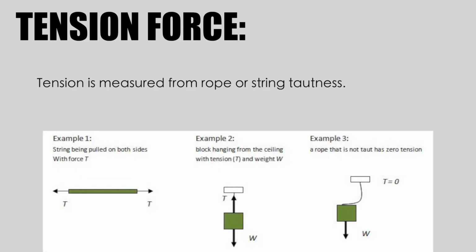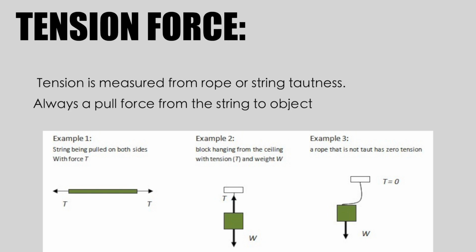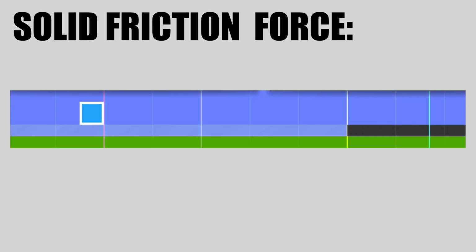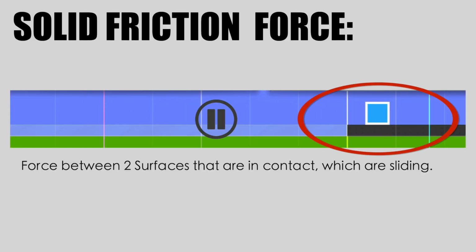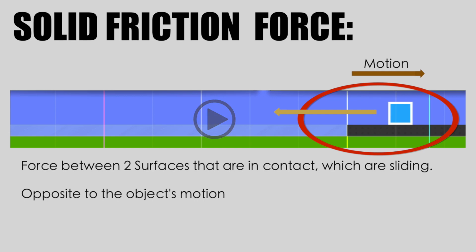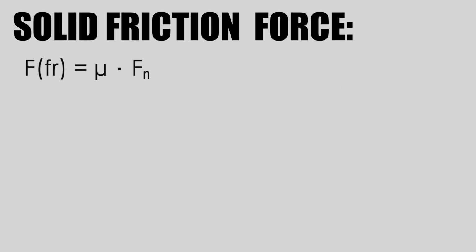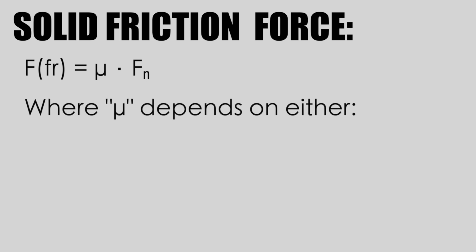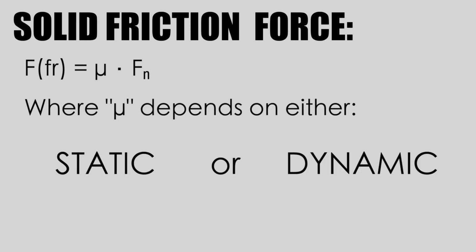Tension force. The tension in a string or a rope is measured from its tautness. It is a pull force from a rope or string to the object. Solid friction force refers to the force generated by two surfaces that are in contact and slide against each other. Friction force is always in the opposite direction of the object's motion. We can calculate solid friction using friction force equals coefficient of friction times force normal, where the coefficient of friction depends on either the static or dynamic phase.